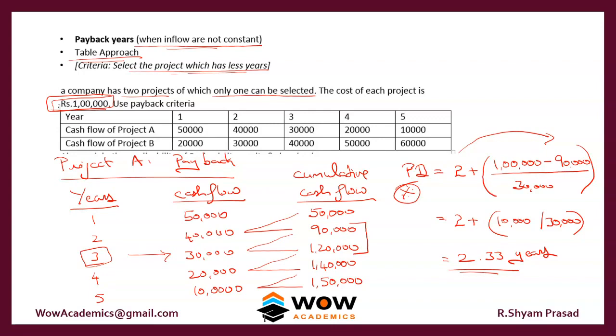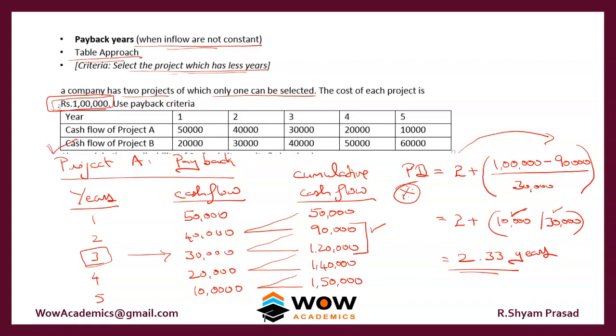If you want a better understanding, we can put it like this. In these 2 years, how much have we recovered? 90. How much balance do we have to recover? Just 10. That is this 10,000. In the third year, how much are we going to get? We are going to get 30,000. It means that within 0.33 of the third year, we will recover the amount. So it is like in 1/3 of the third year, we will recover the total 1 lakh. So that's how this works.